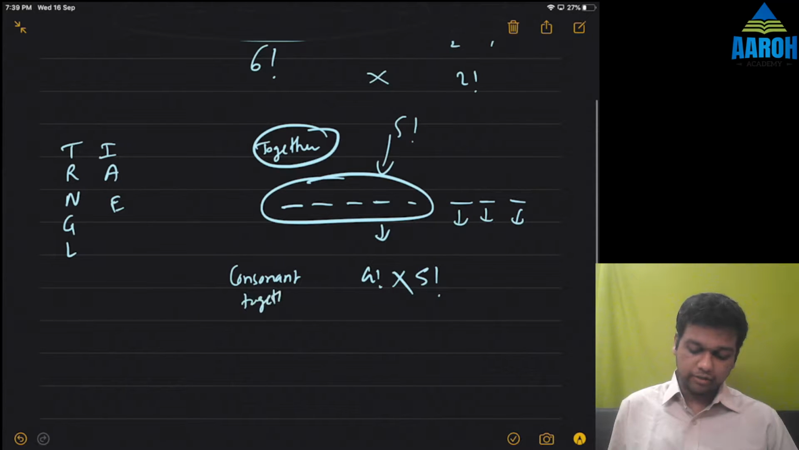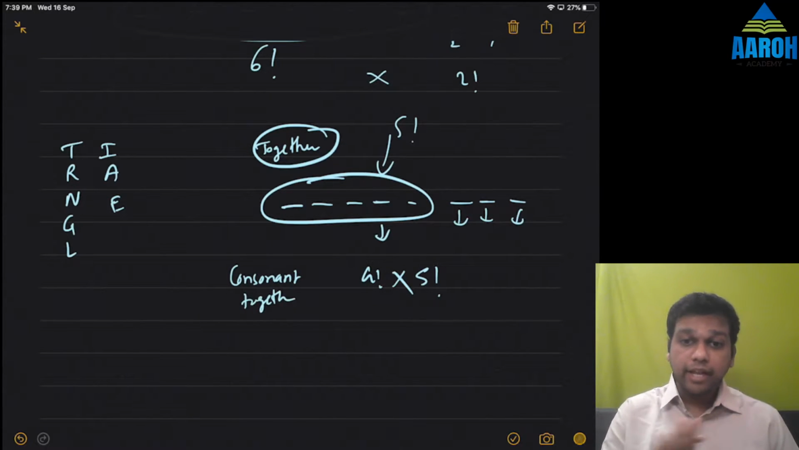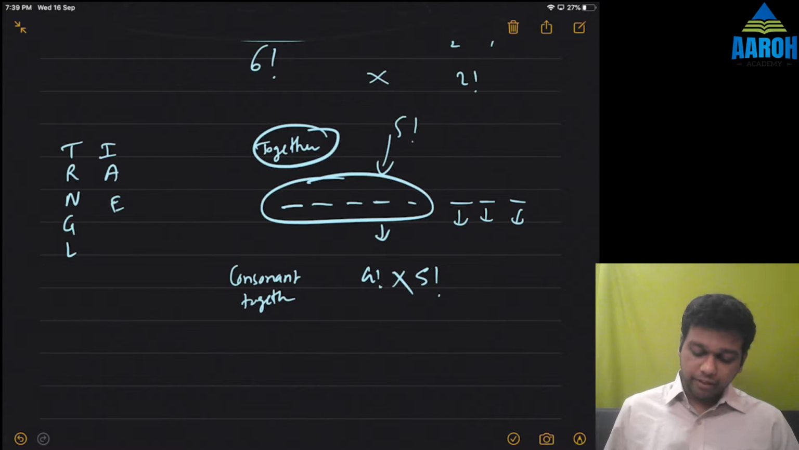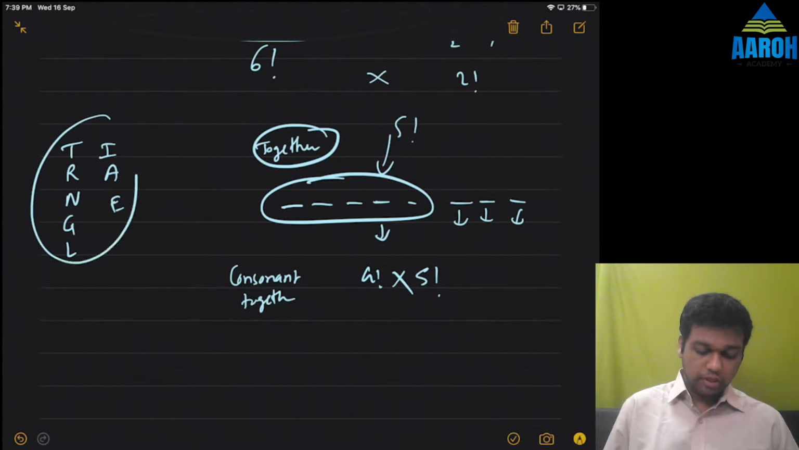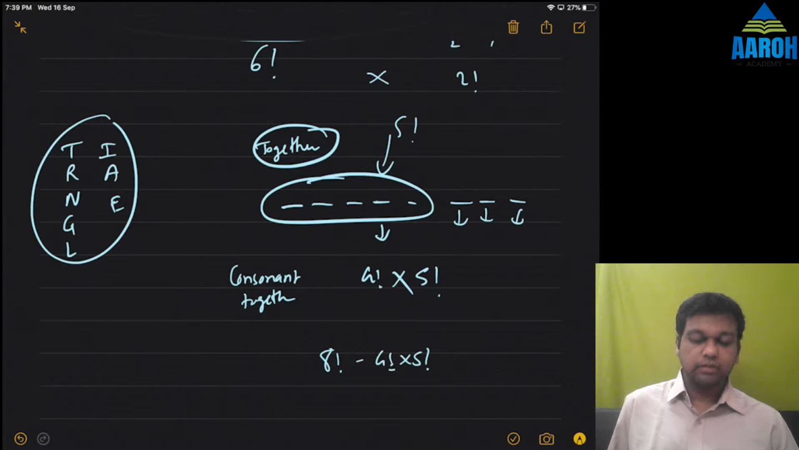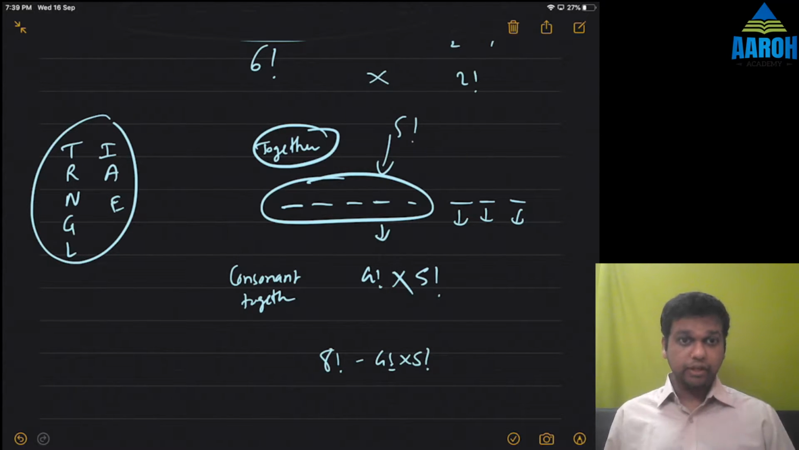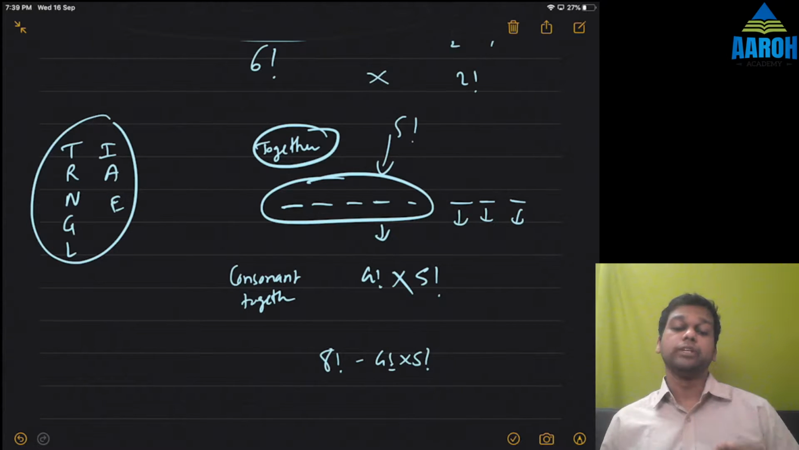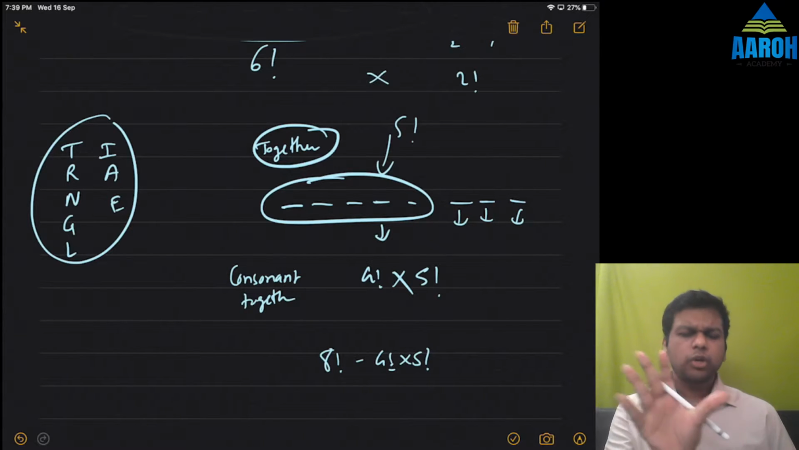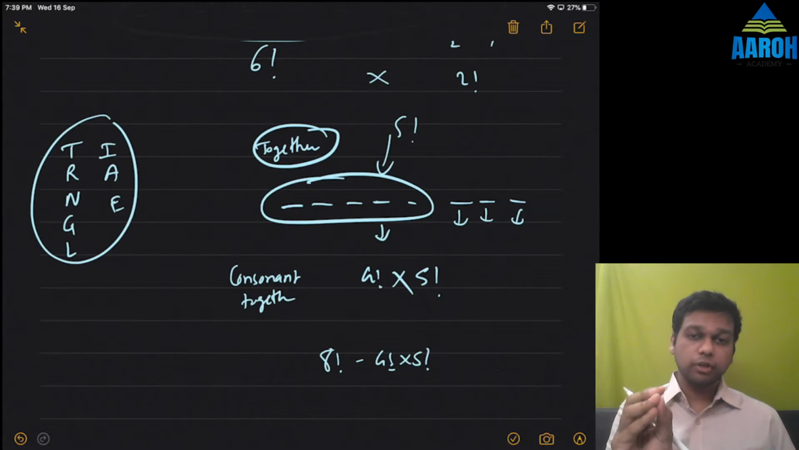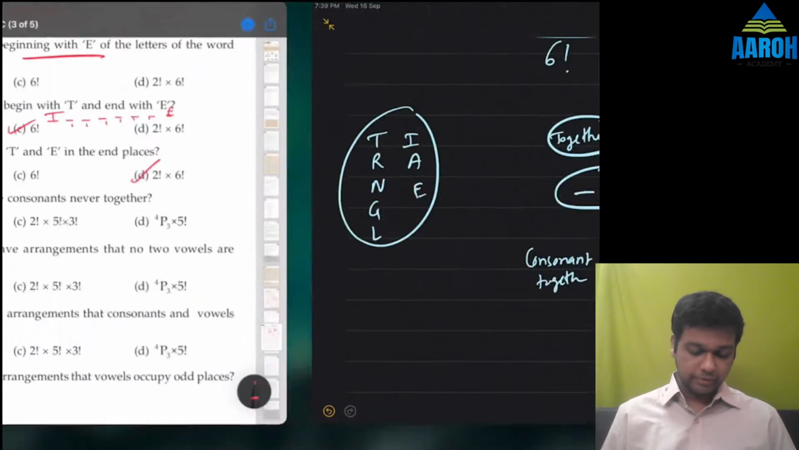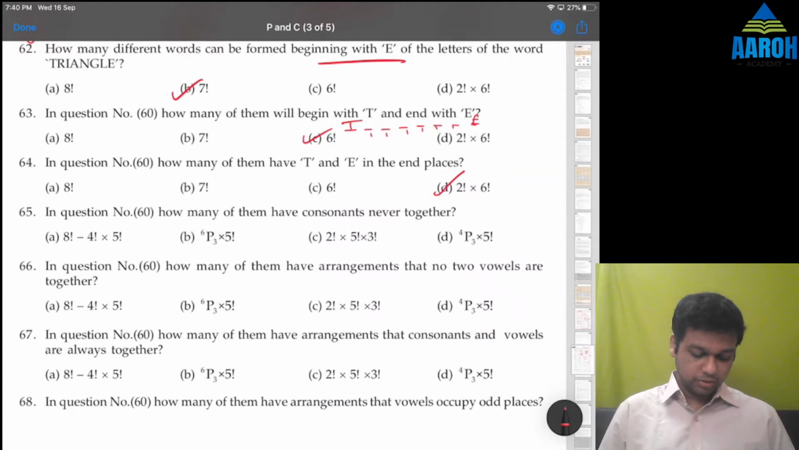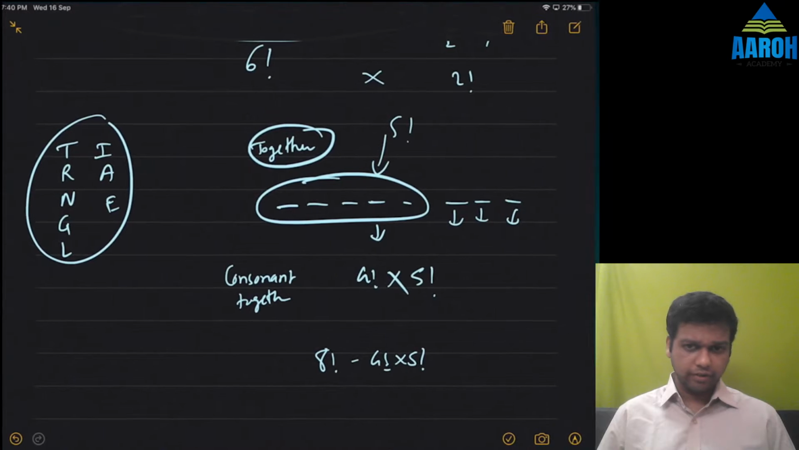Now they are asking consonants are never together. For never together, we'll have to subtract this from the total. Total ways are 8 factorial. So 8 factorial minus 4 factorial into 5 factorial. Please understand this question is different from the question where they ask no two consonants are together. Because no two consonants together means they have to be alternate. But consonants never together means all of the consonants should not be together. So the answer is A, 8 factorial minus 4 factorial 5 factorial.